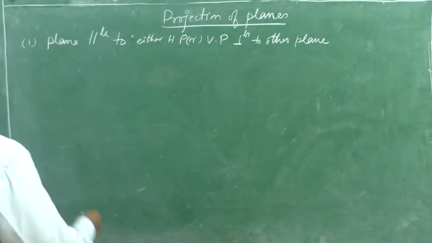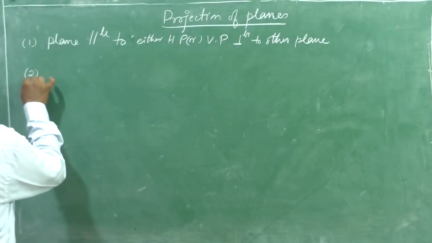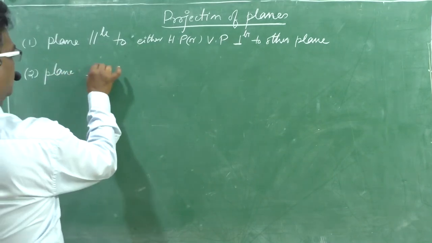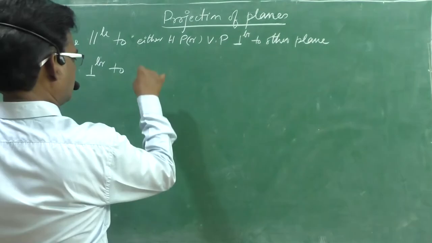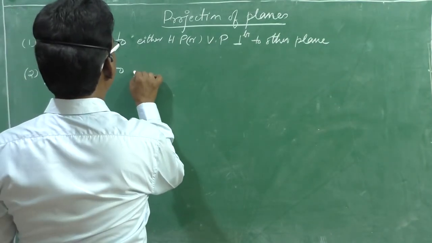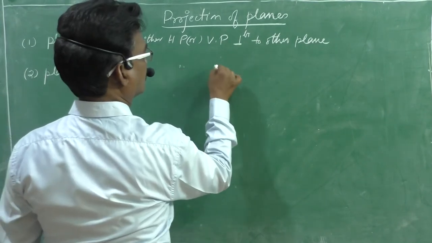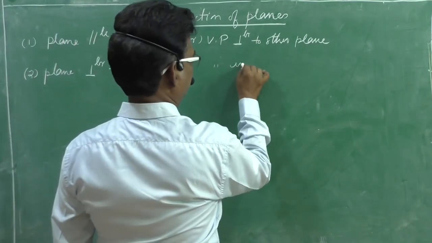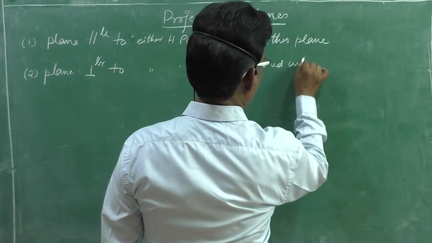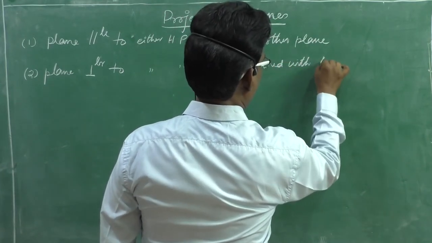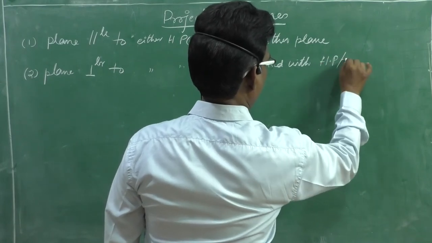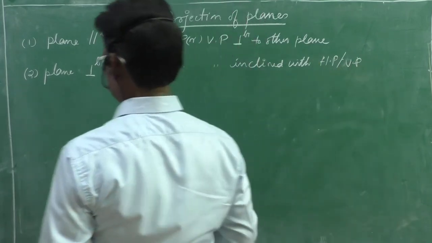The second one is plane perpendicular to either HP or VP and inclined with HP or VP. This is the second case.